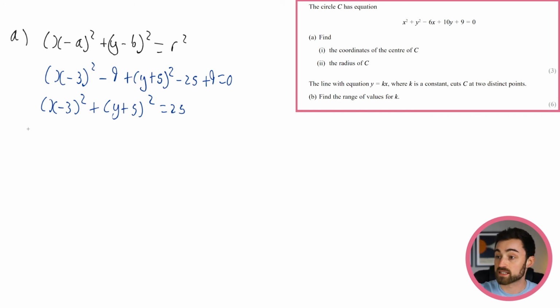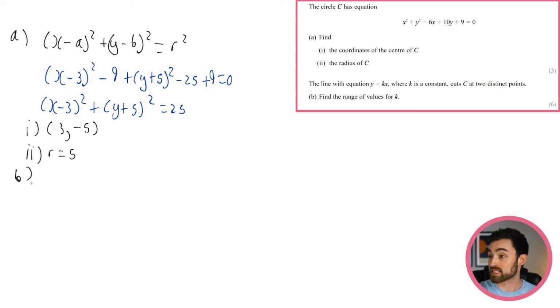So the center is going to be (3, minus 5). Essentially, it's the opposite of the sign that's in the bracket. And the radius is going to be the square root of 25, which is 5. Cool, that'll do the job for part A.